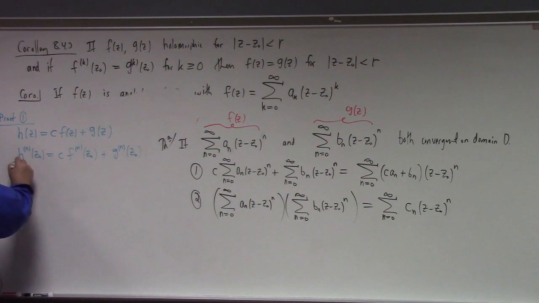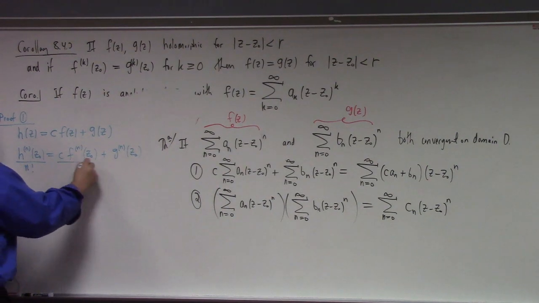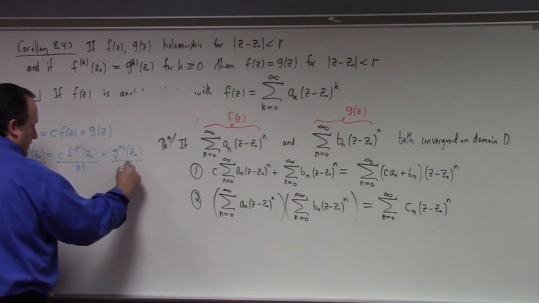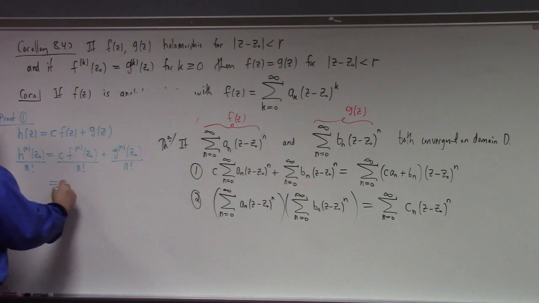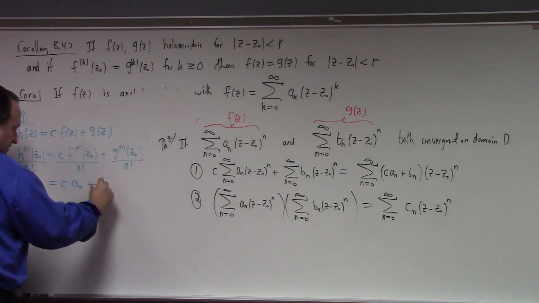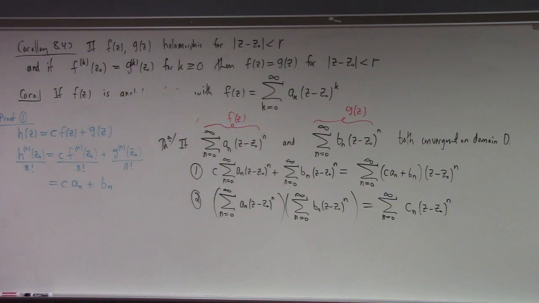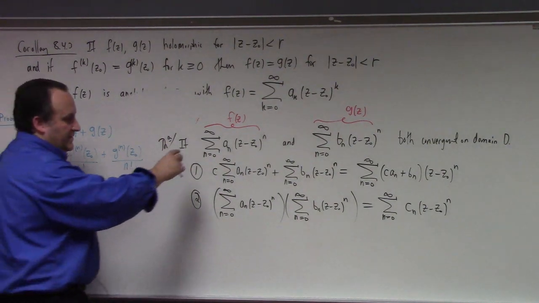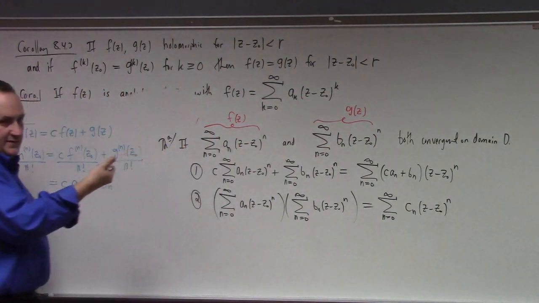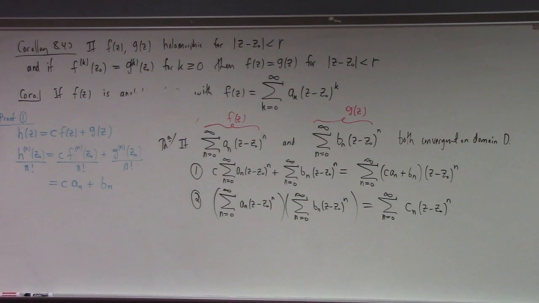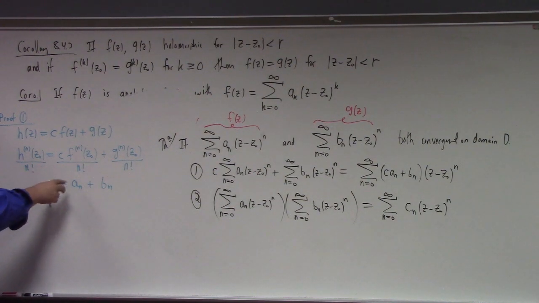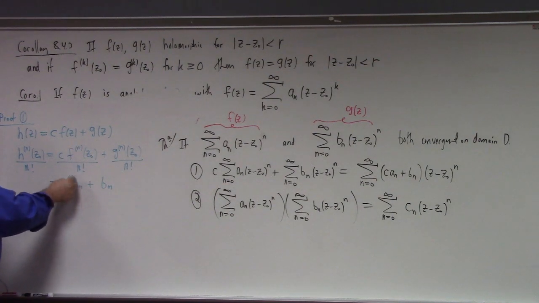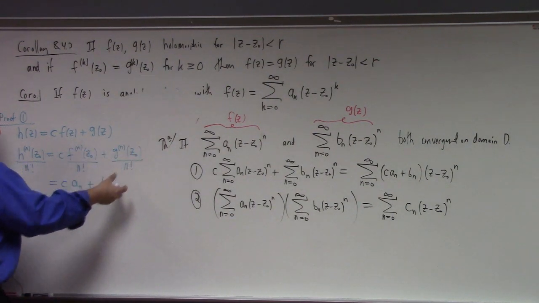And of course, if I just divide by n factorial here, this is literally c times a_n plus b_n, because that's the meaning of the coefficient in the power series, right? By Taylor's theorem, the meaning of a_n is the nth derivative of f evaluated at the center point of the series divided by n factorial. So by the theory that we've worked out already, this is a_n times that c, and this is b_n.